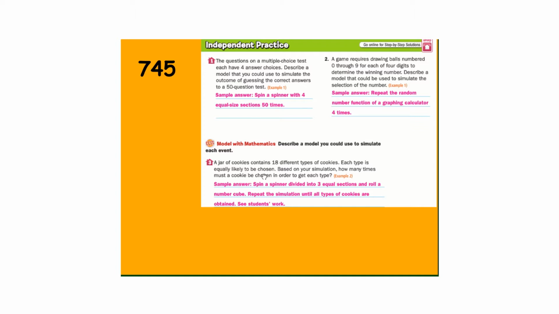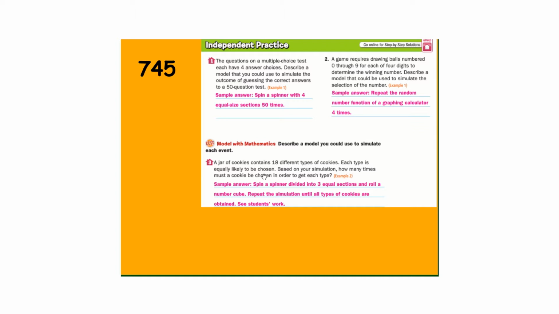So the questions on a multiple choice test have 4 answer choices. Describe a model that you could use to simulate that. I would have said tossing 2 coins, because you could have heads, heads, heads, tails, tails, heads, tails, tails. And then you do have to say you would toss the 2 coins 50 times. Whatever it is that you're doing, you have to do it 50 times because it's a 50 question test.